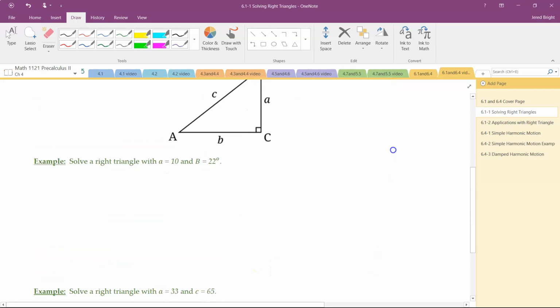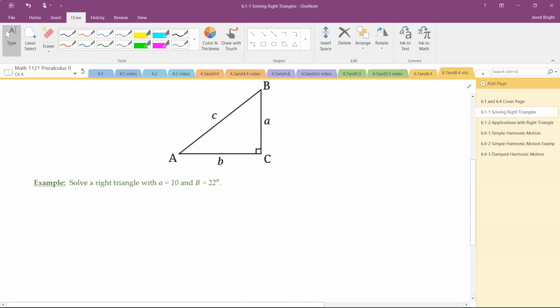Okay, so we want to solve a right triangle with side length A being 10 and angle B being 22 degrees. So I'm going to set up a little diagram. So here's my triangle, and I'm going to say this is C, this is B, and this is A. And then I know side A is 10, so that's going to be the side length across from angle A. Okay, and then I know B is 22 degrees.